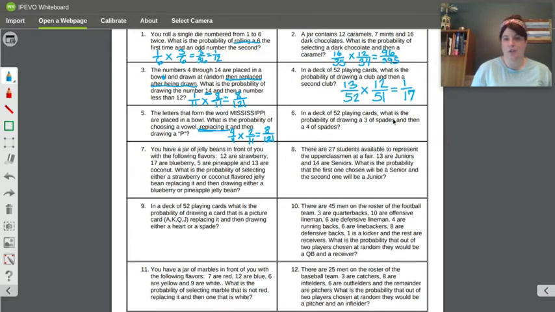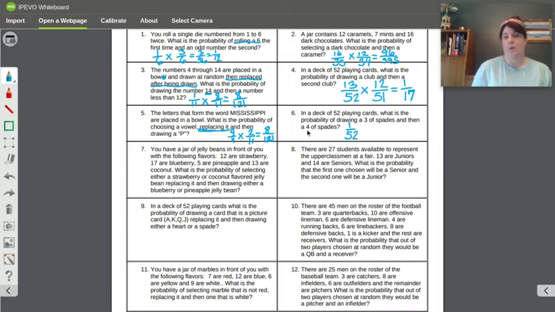All right, number 6. In a deck of 52 playing cards, what is the probability of drawing a 3 of spades and then a 4 of spades? So in a deck of cards, there's only 1 3 of spades. So 1 out of 52.